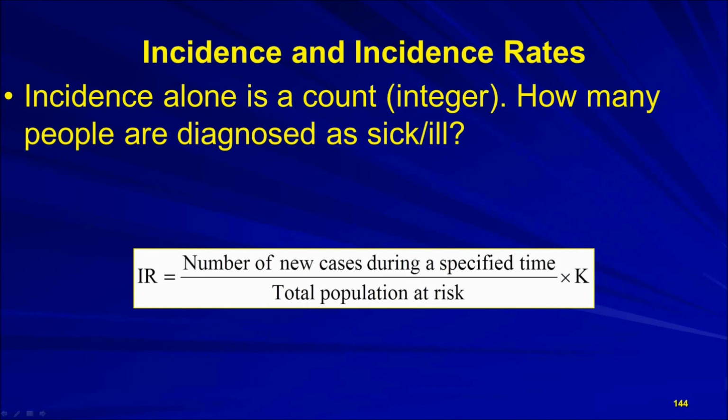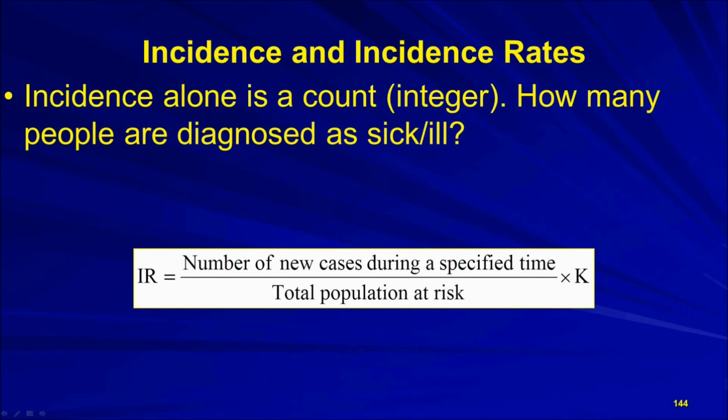Okay? Incidence alone is a count. So if I say, what is the incidence of the number of people in a group of 10 that are sick, you might count noses and come up with 7 people are sick. So you've just counted the number that are sick or ill. Now again, notice that the emphasis is on diagnosed people.